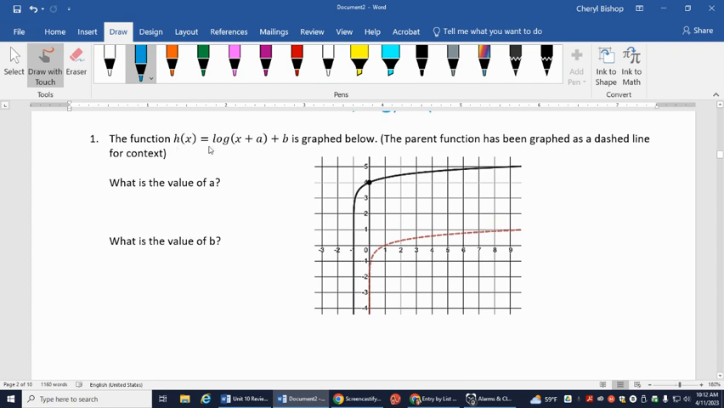Okay, the function h of x equals log(x + a) + b is graphed below. The parent function has been graphed as a dashed line for context. What's the value of a? What's the value of b?